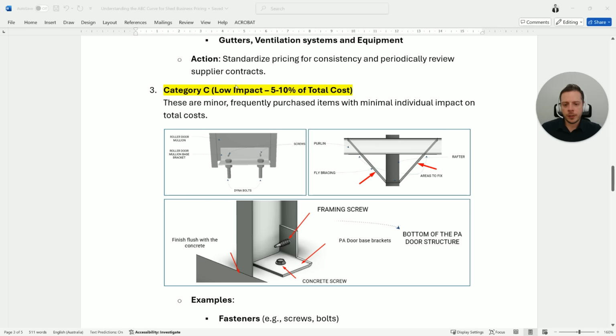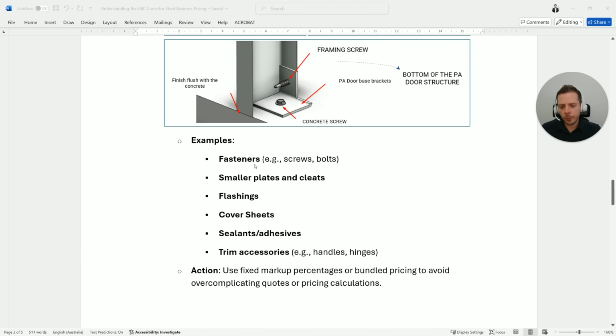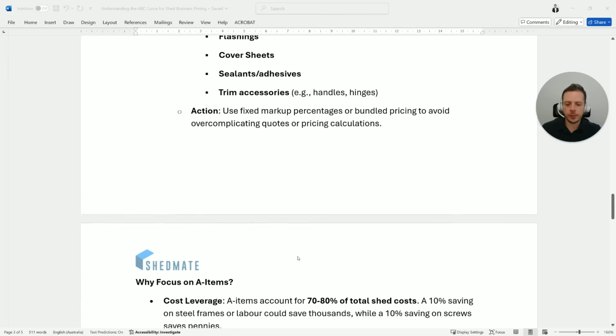And also have the category C, that's the low impact. So we're talking about the screws, we're talking about fly bracing, they're very cheap. We're talking about framing screws, we're talking about small plates, those components that add little value. So it's important to quantify them, obviously, especially for bill of materials. However, in terms of that estimation for your customer, you can simplify it a lot. So talking about fasteners, the smaller plates and cleats, flashing, cover heat, sealants, and trim accessories.